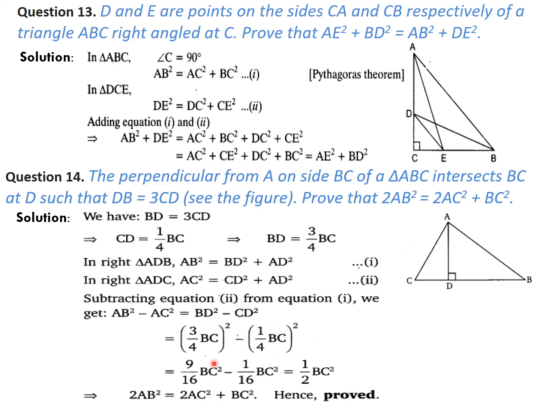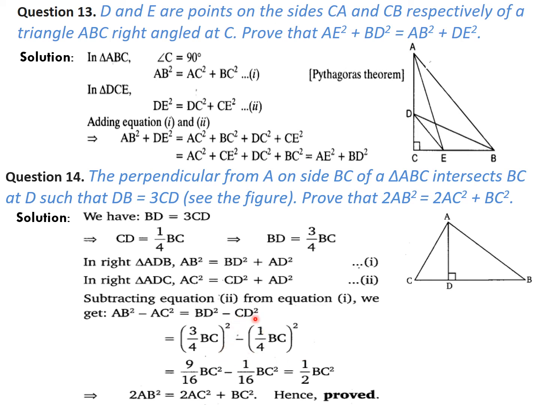If we put the values right over here, we can see that BD is equal to 3 by 4 BC. So we will bring everything in terms of BC, because right here we have AB and AC, we are left with BC. So we'll try everything to be in terms of BC. So whatever we have, we'll bring in terms of BC.